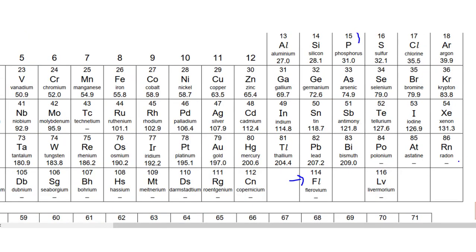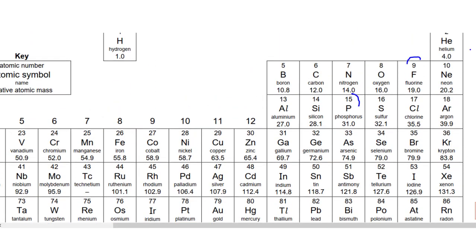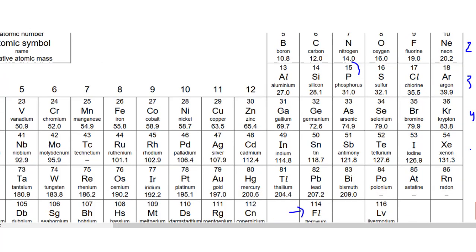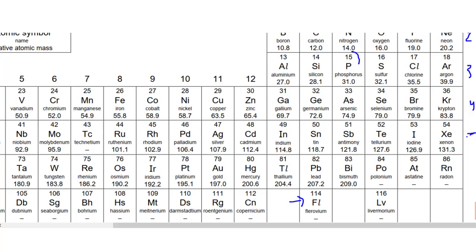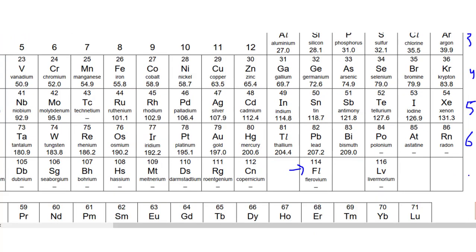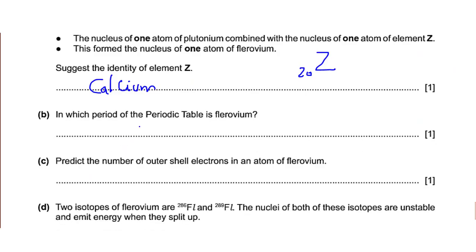So let's count the number of the period. We start from helium. This is period 1, and then period 2, 3, 4, 5, 6, and then finally this is period 7. So here, flerovium is in period 7. Okay, so this is period 7.